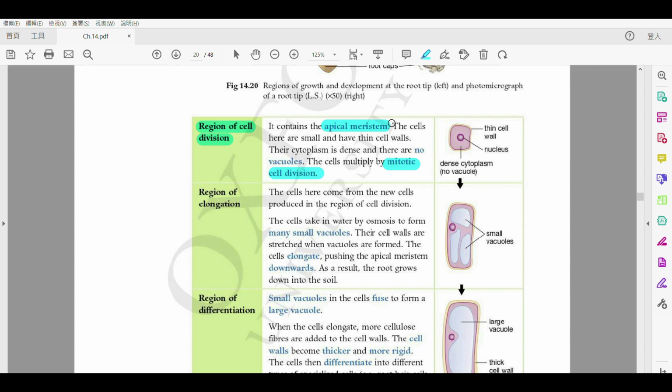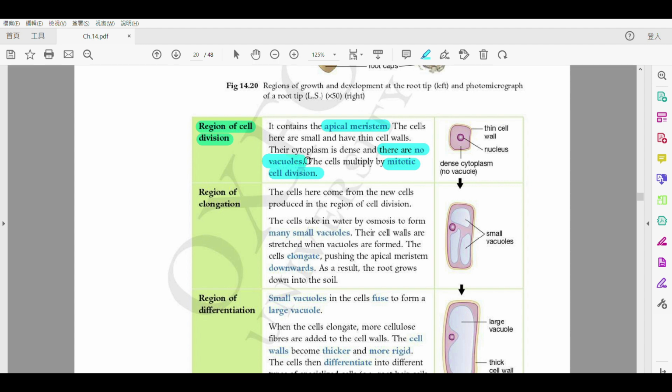Okay? We'll go into the details later, but just in case you're curious, we have seen these three cells earlier in one of the questions. And as you can see, one of the features is that in these type of cells, they are undifferentiated cells and there will be no vacuoles can be found.